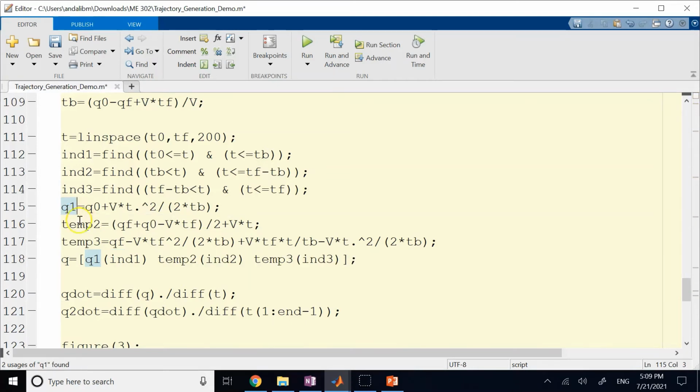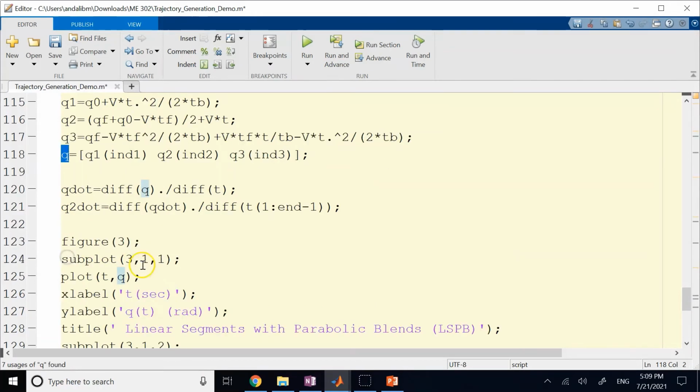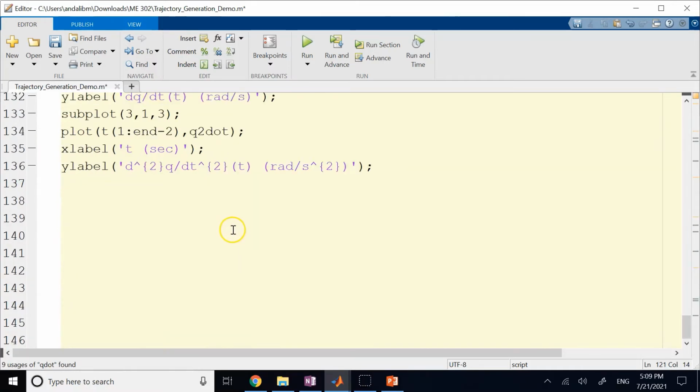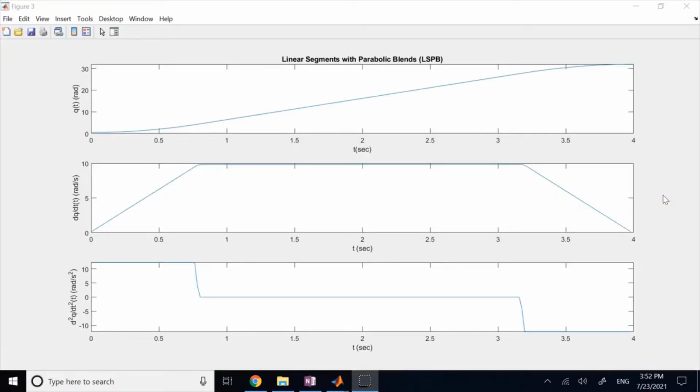So it's not a big deal. Or I can call this one Q2. And I can call this one Q3. So I form my total Q. I calculate my Q dot and Q double dot using numerical differentiation. And then I can plot it for you. Okay, here is the result.